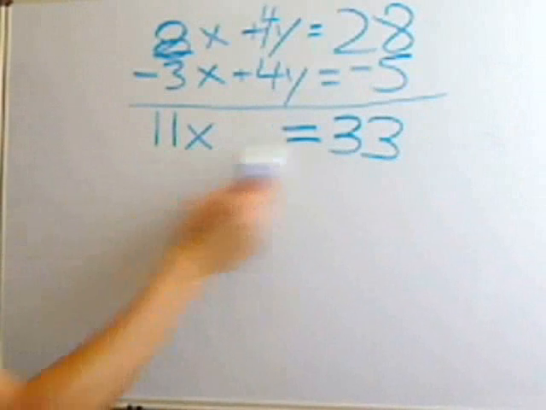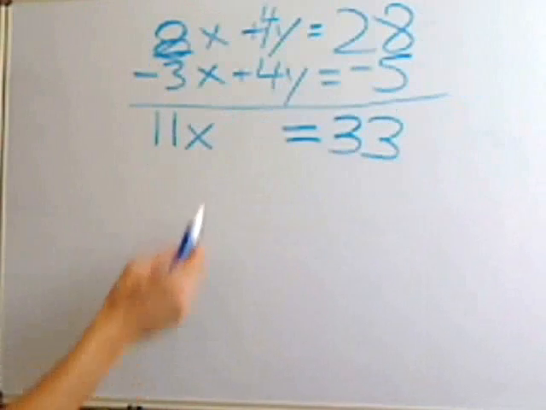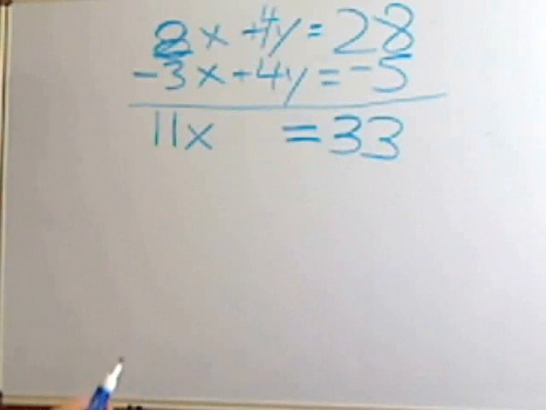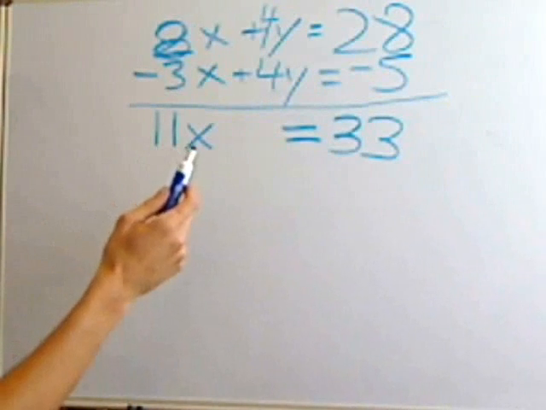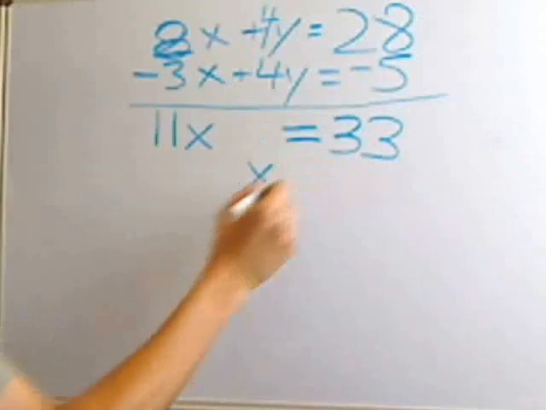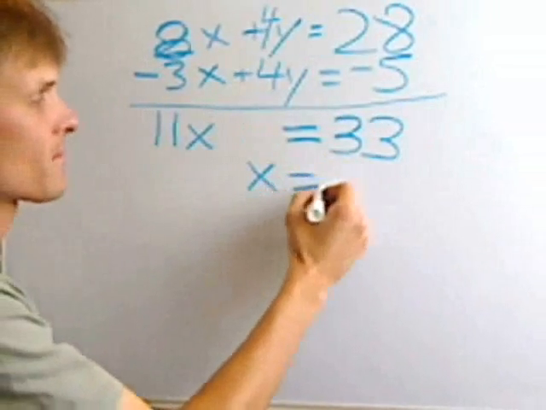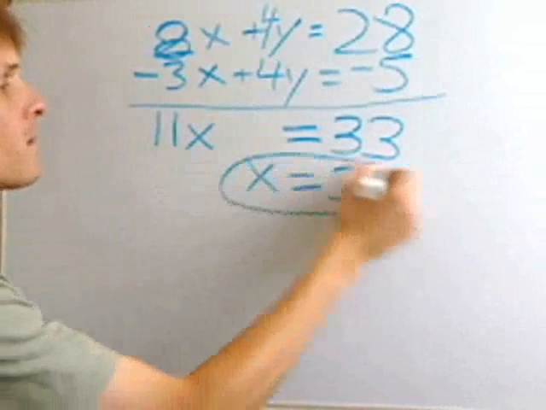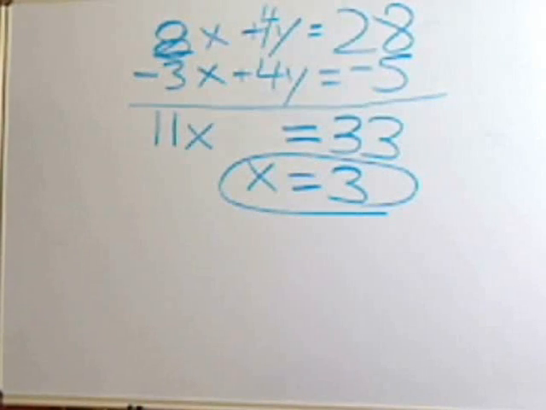So now we have a very simple algebraic equation to solve. 11x equals 33. We just divide both sides by 11. 11x divided by 11 is just x. 33 divided by 11 is 3. So we have our solution then for x. Okay, but that's not the end of the story here. We need to now find our solution for y.